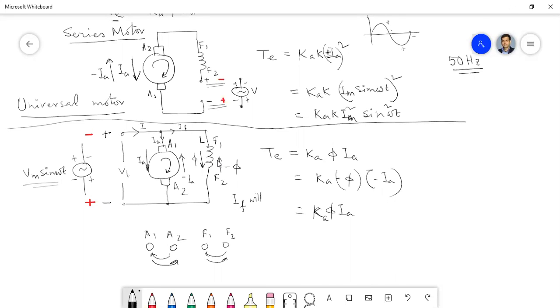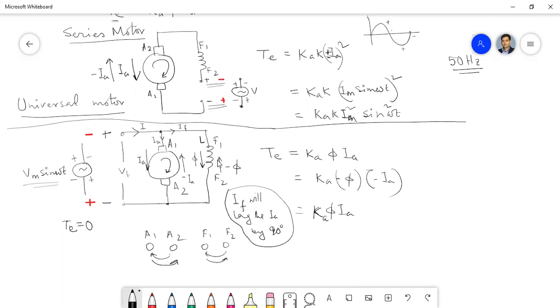Therefore this field current will lag the IA by 90 degrees. So we'll get the product as 0. That means the torque will not be an oscillating torque; the torque will be 0. In case of sinusoidal voltage application in a DC shunt motor, the torque will be 0 as the product of the field flux and the armature current will be 0.